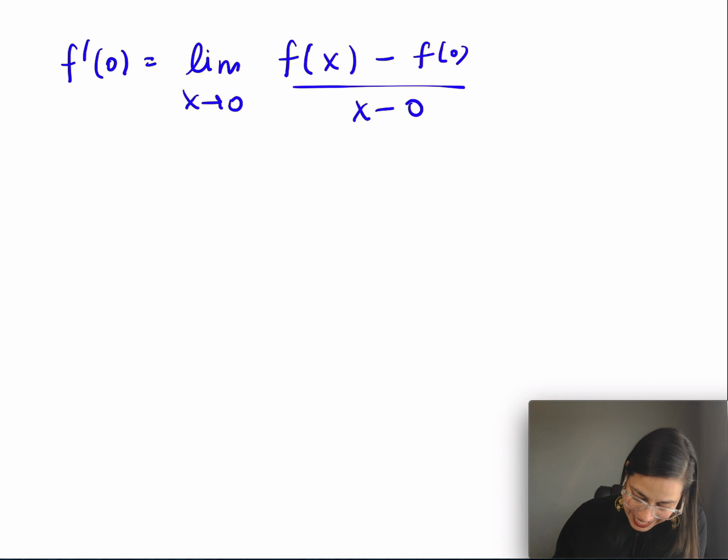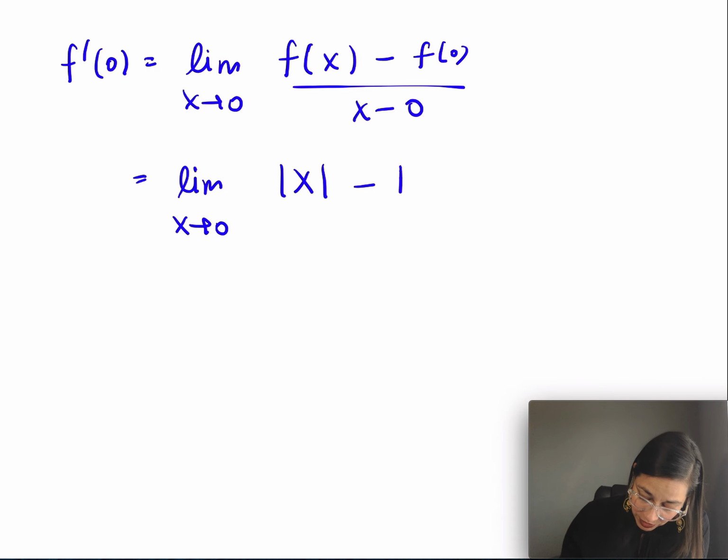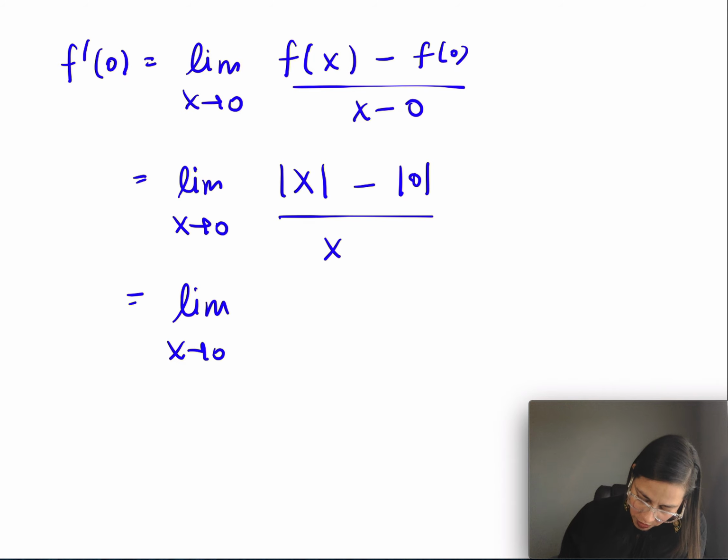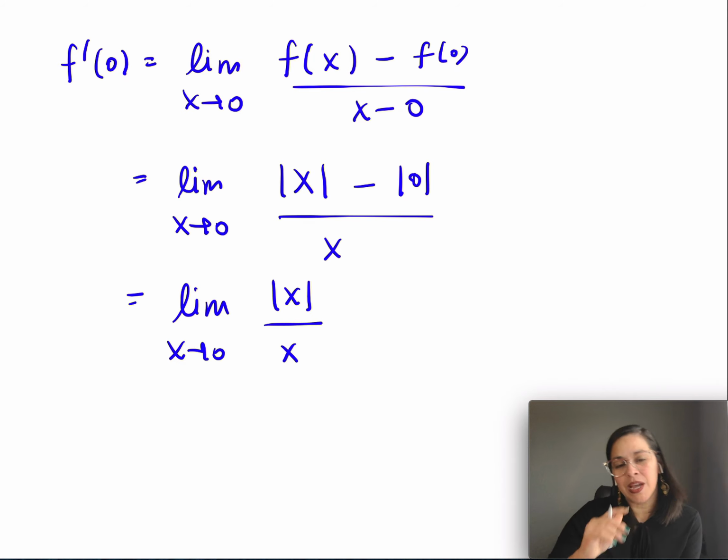Perfect. So what do I get then? Then I get that this is equal to the limit as x goes to 0 of the absolute value of x minus the absolute value of 0 over x minus 0. But I also know that the absolute value of 0 is equal to 0. So this is just the limit as x goes to 0 of the absolute value of x divided by x. And this is where the magic happens, okay?